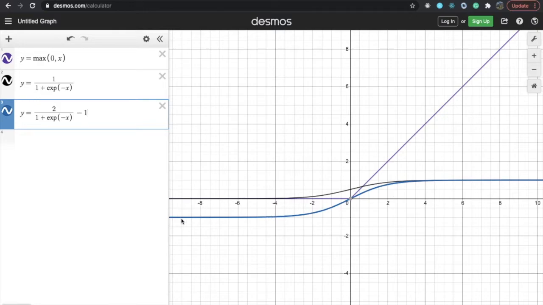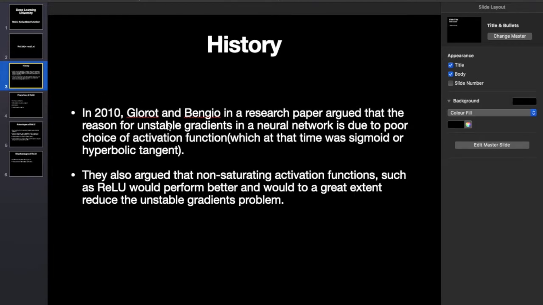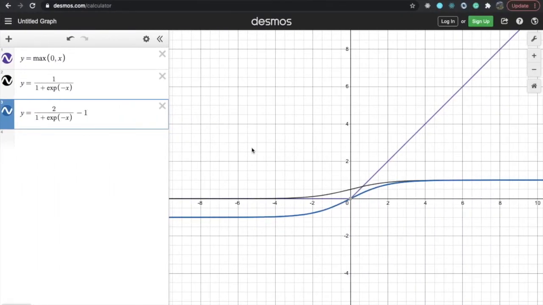Now, as can be clearly seen, both the sigmoid activation function and the hyperbolic tangent function are saturating, which means that they saturate at a particular value. They never go beyond that value, which in this case is 1 for both of them. It was due to this problem that the unstable gradient problem was being caused, and therefore these two researchers, Glorot and Bengio, suggested that we should use a non-saturating activation function such as ReLU.